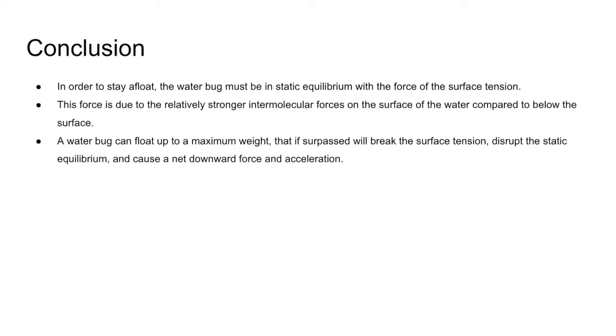This surface tension is due to relatively stronger intermolecular forces at the surface compared to below the surface. A water bug can float up to a maximum weight that, if surpassed, will break the surface tension, disrupt the static equilibrium, and cause a net downward force and acceleration.